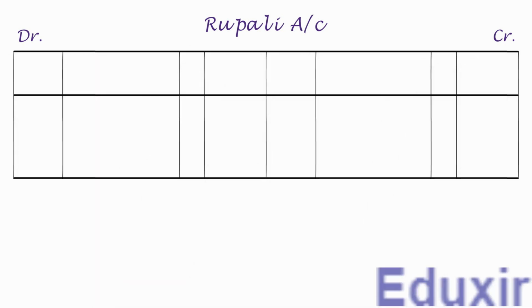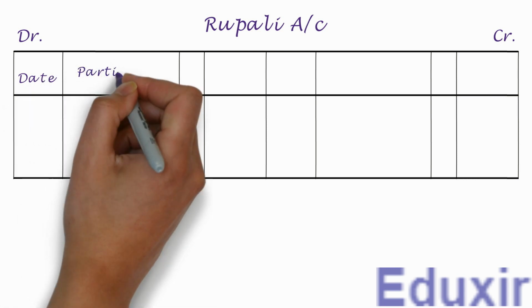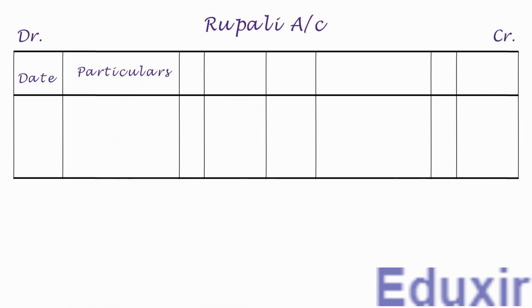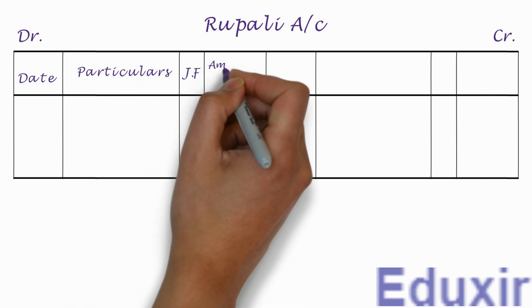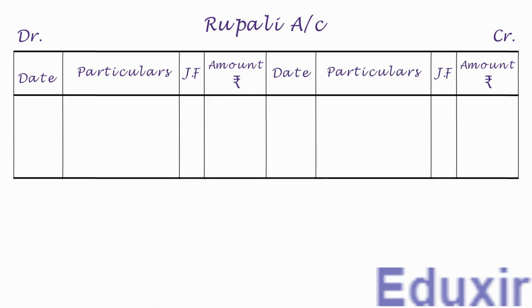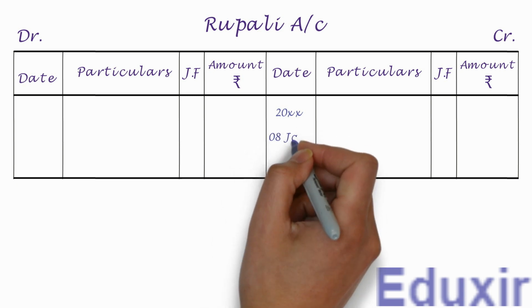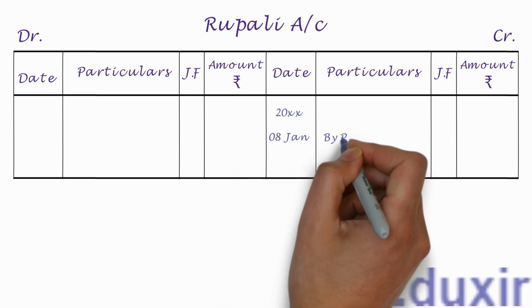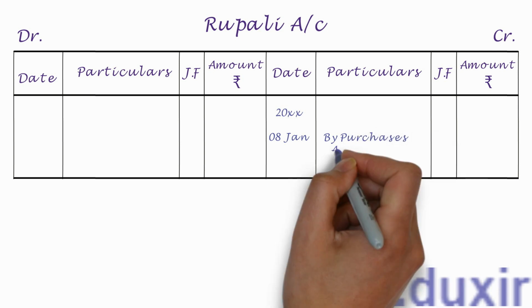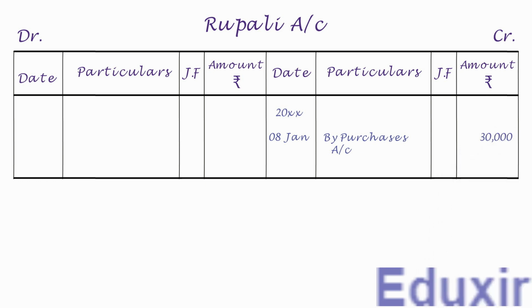Let us now have the column headings for date, particulars, journal folio and amount in rupees on the debit side. Let us have the same columns on the credit side also. Now on the credit side, let us first write the year in the date column. Let us now write the date. We need to write by purchases account into the particulars column. Let us write the credit amount of 30,000 rupees into the amount column. That completes the posting of this journal entry into the Rupali account.